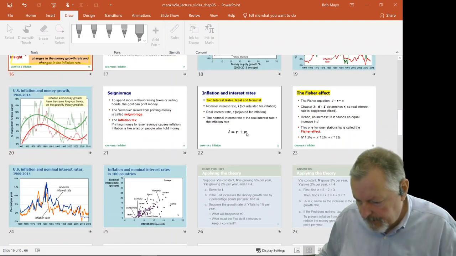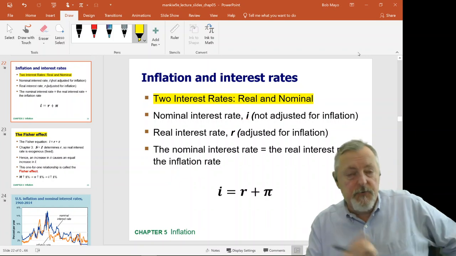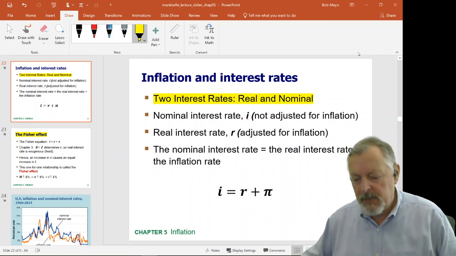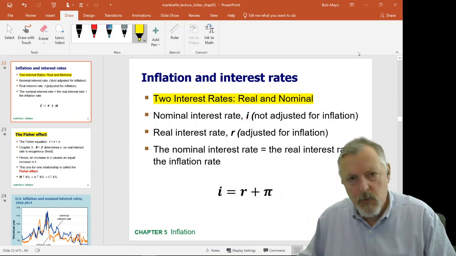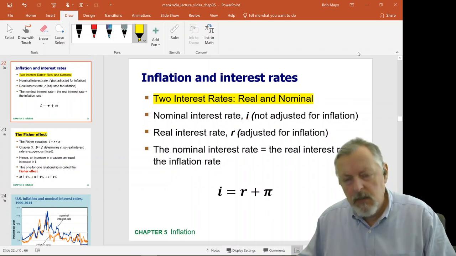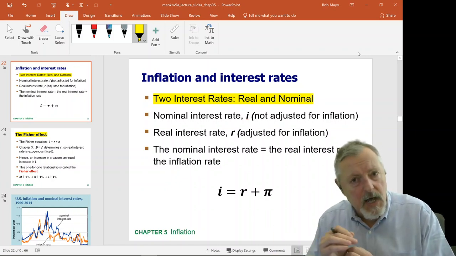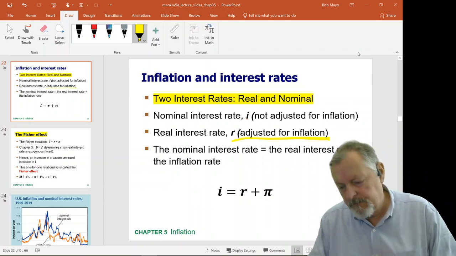Next item. Two interest rates, real and nominal. The nominal interest rate is the rate that you'd see written into a contract or in an ad. The real interest rate is how much wealth you're getting returned, so it's not just the number of dollars. It's abstracted from the inflation rate.